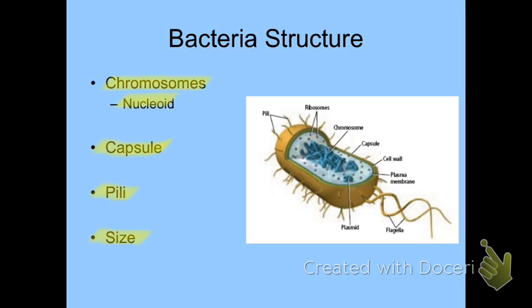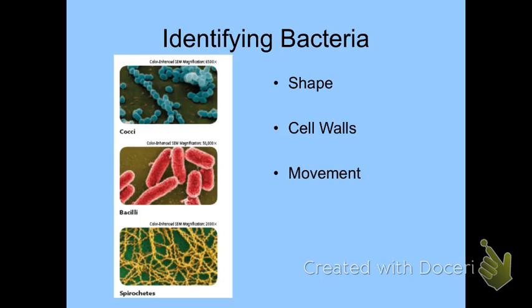Bacteria are very small. Prokaryotes, as a rule, are much smaller than eukaryotes, so they are much smaller than a human cell. There are three main ways that we identify bacteria. First, by the shape, then by the cell wall type, and whether or not they move. So what you see here are the three main shapes. The spherical shaped are called cocci, the rod shaped are bacilli, and the spiral shaped are called spirochetes.